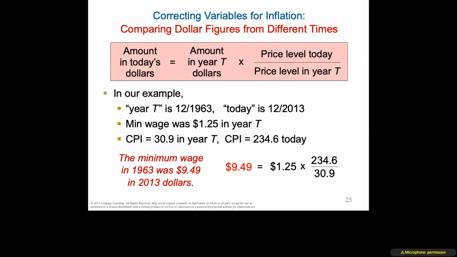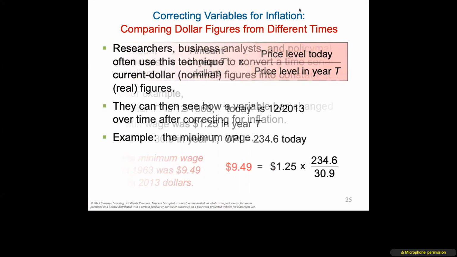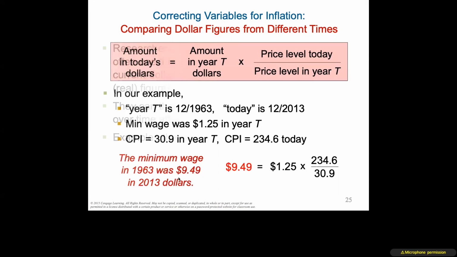You take year T. In this particular case, year T is 1963, and today is December of 2013. So using this equation to figure out what something is going to cost in 2013, which is going to be today for right now, you take the amount in year T in dollars, and you take the price level today and the price level in year T. How are you going to know the price level? But remember, we have the consumer price index, so we have the price levels.